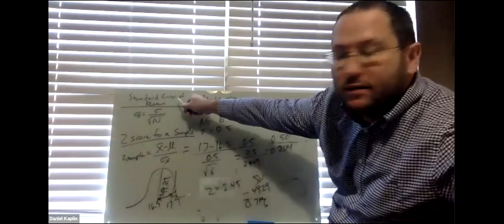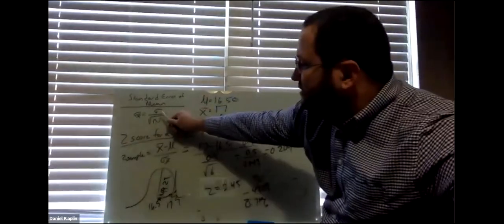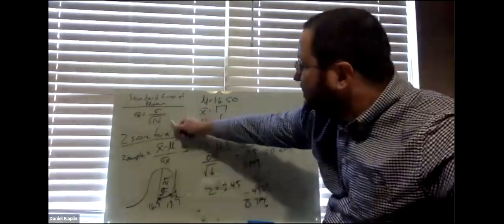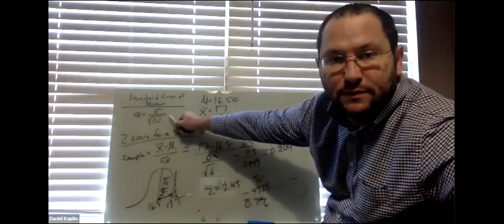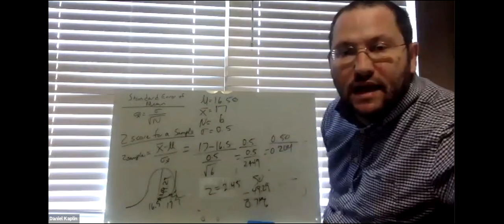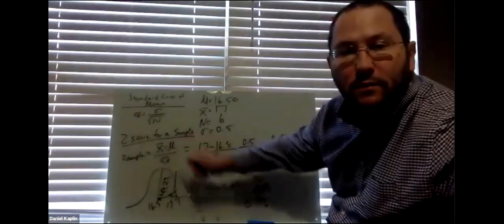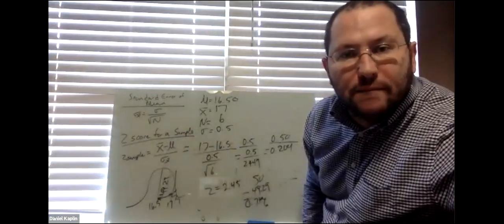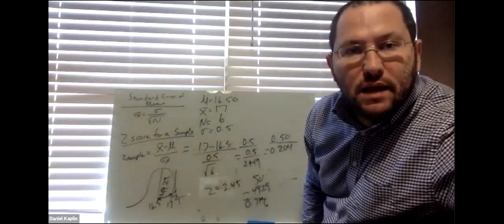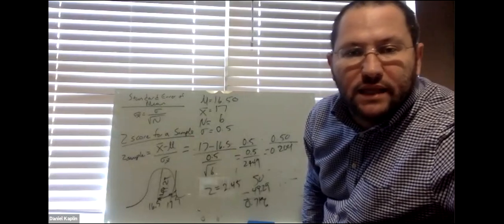Good. So that really is how you calculate a z-score for a sample. You need to know the standard error of the mean, which is the population standard deviation over the square root of the sample size, n. That's your denominator. And then just like before, it's x bar minus mu. So let's stop this again, and then I'm going to go back into the slideshow.